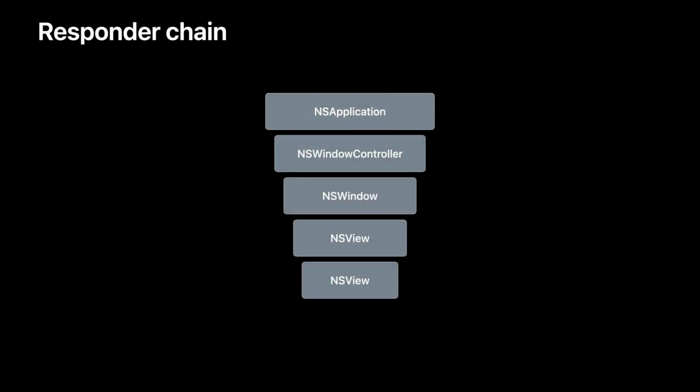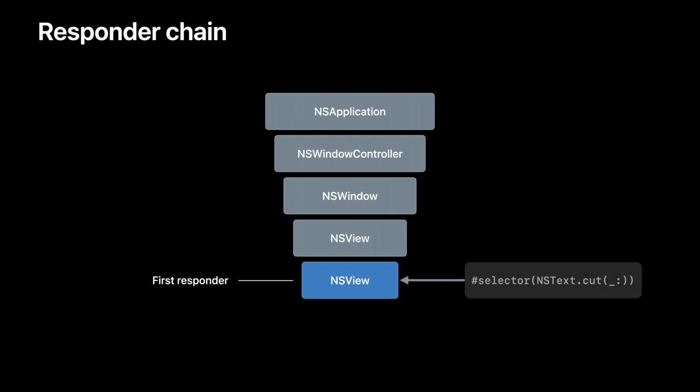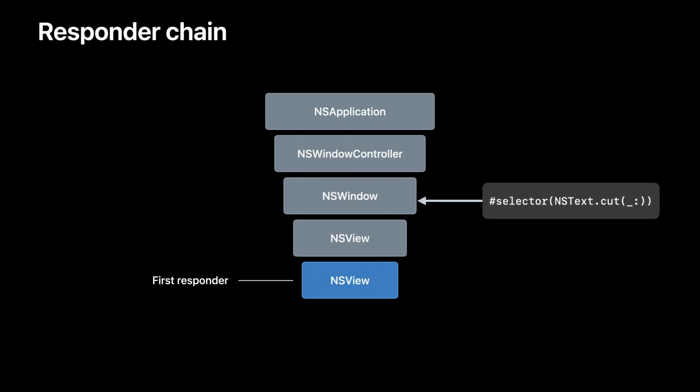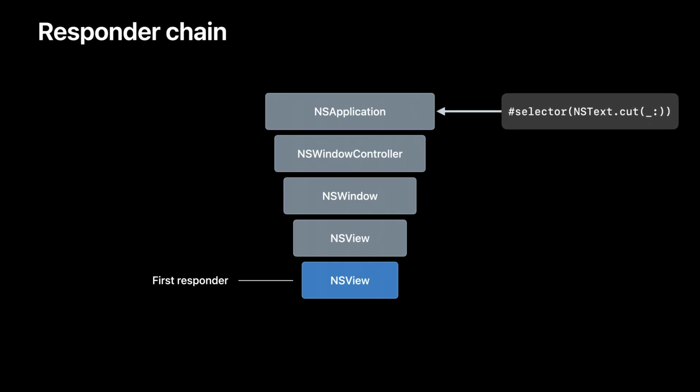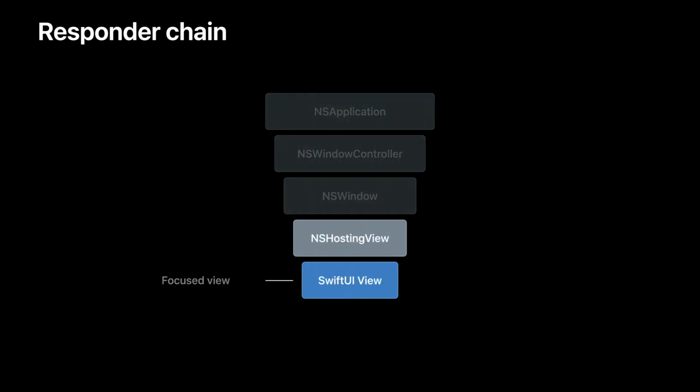In AppKit, your view hierarchy makes up a chain of views called the responder chain. The focused responder is called the first responder. When a menu item is selected, the selector for that item is sent to the first responder. But if the first responder doesn't respond to that selector, then the selector is sent to each next responder until something handles the selector or it reaches the app. The equivalent to the first responder in SwiftUI is the focused view.